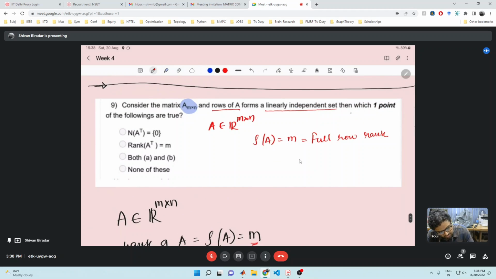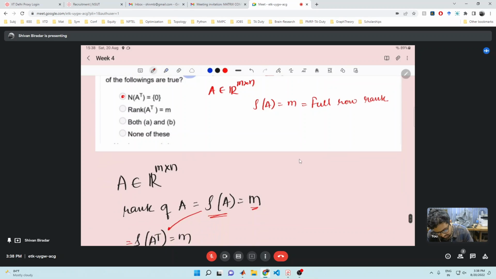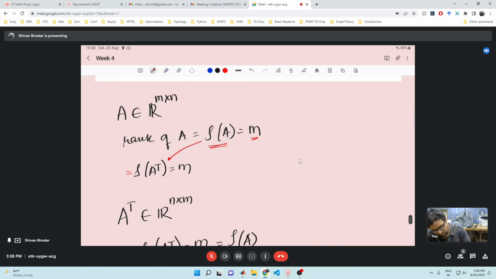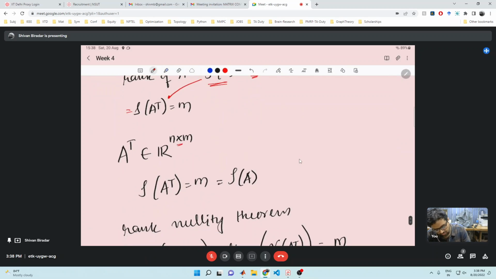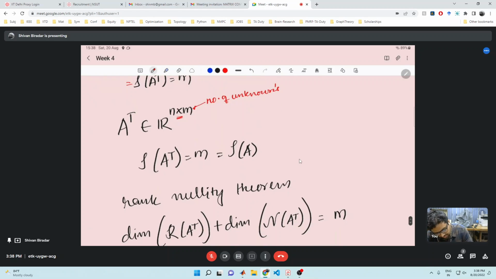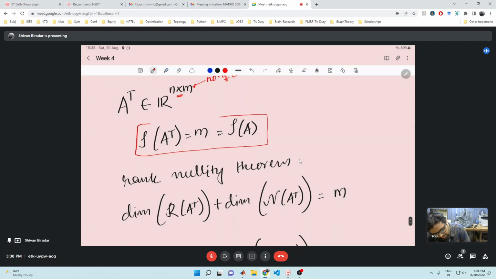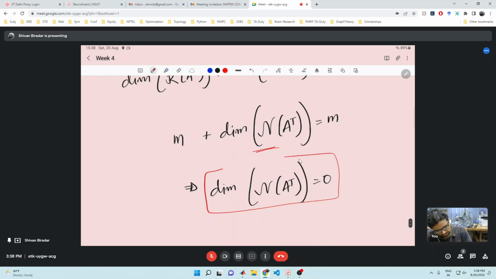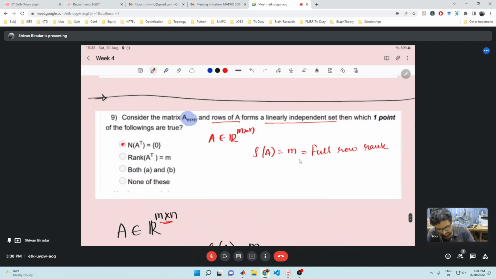Okay. So we have to see which of the following are true. Let us see whether this is true or not at this point. Null space of A transpose. A is an m cross n matrix, so A transpose would be n cross m. Remember that the rank of A transpose would remain as m. By the rank nullity theorem, we see that the dimension of the null space of A transpose is equal to 0. So which means that this is true.